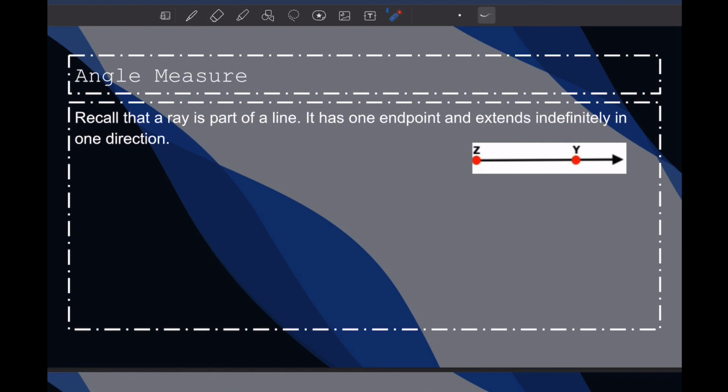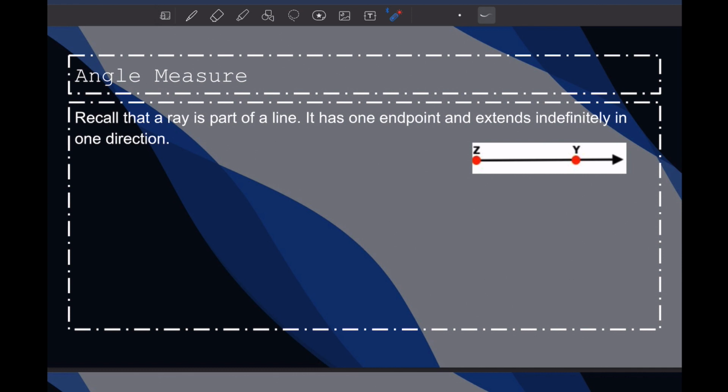All right, the topic for today is angle measure. So let's go ahead and recall what a ray is, because that's the first thing that we need to know when we're dealing with angle measure. So a ray is part of a line. It has an endpoint and it extends indefinitely in one direction.